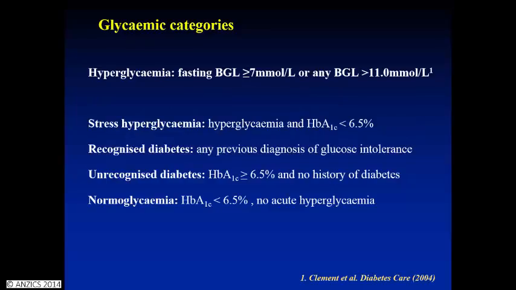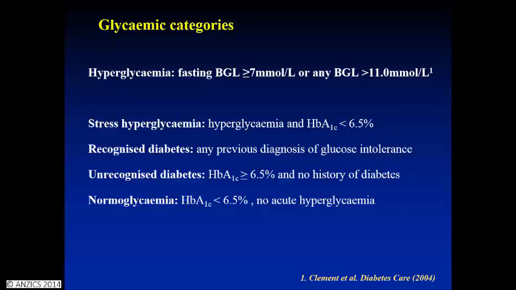We defined hyperglycemia according to the American Diabetes Inpatient Guidelines, which is also consistent with the WHO guidelines, as a fasting blood glucose greater than or equal to 7, or any blood glucose greater than 11. So stress hyperglycemic patients had a non-diabetic HbA1c, so less than 6.5%, and had an episode of hyperglycemia.